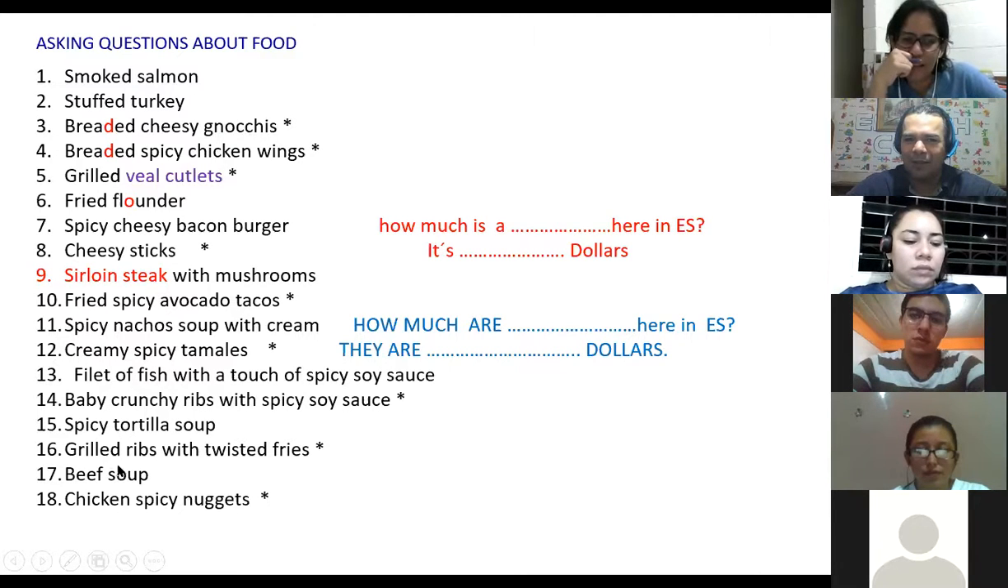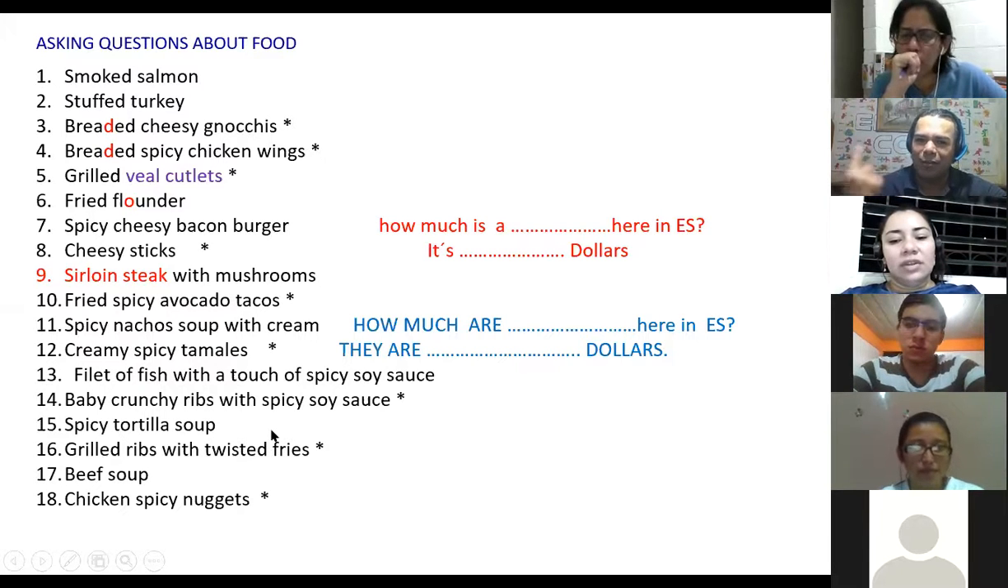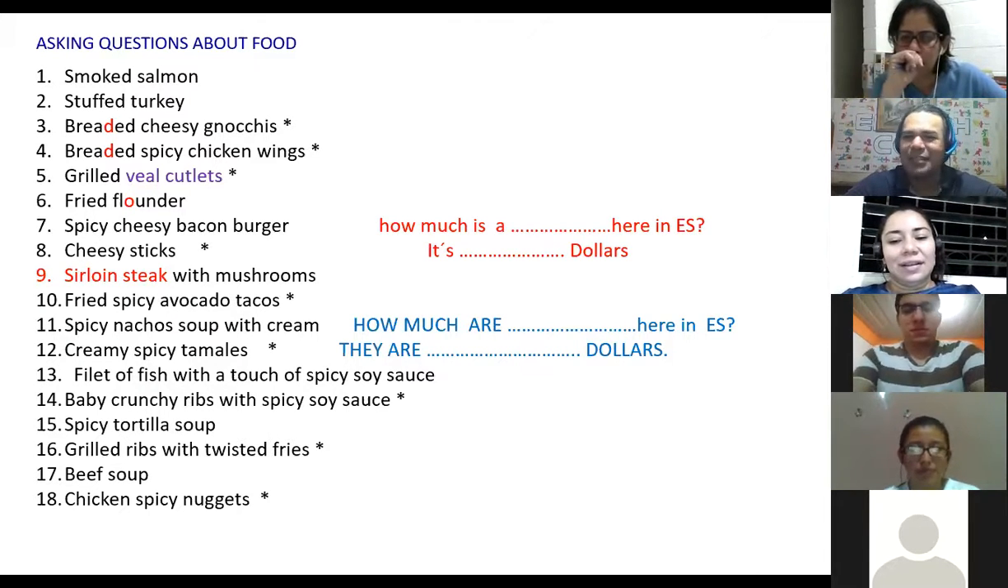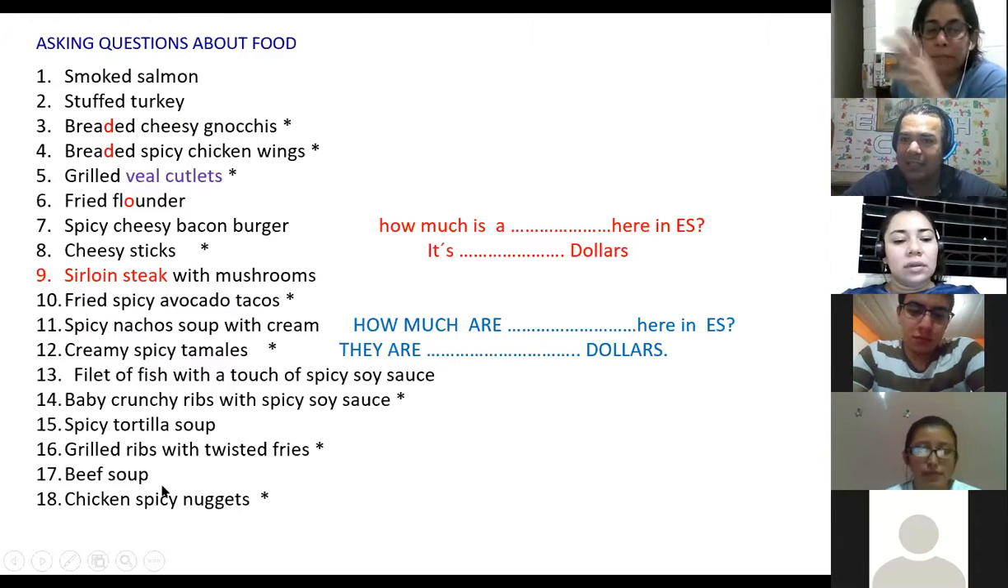16. Grilled ribs with twisted fries. Correct. Grilled ribs, ¿qué significa? Costillas. A la parrilla. Costillas a la parrilla. Con papas twisted. Twisted fries. 17. Beef soup. Sopa de carne. Sopa de res. Beef soup.